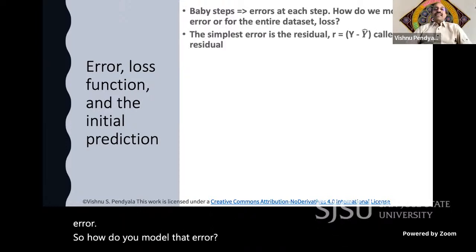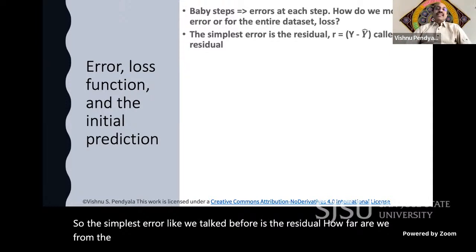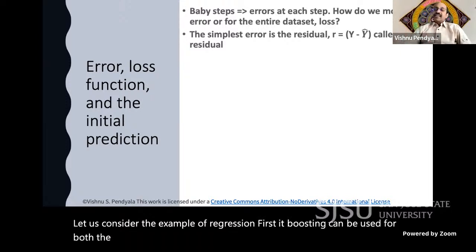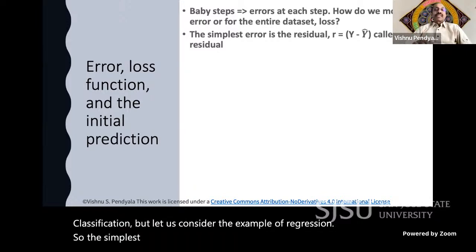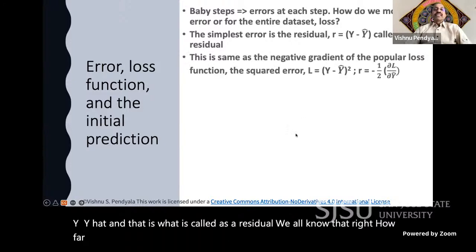So the simplest error, like we talked before, is a residual. How far are we from the target? Let us consider the example of regression first. Boosting can be used for both regression and classification, but let us consider the example of regression. So the simplest error is a residual, y minus y hat, and that is what is called a residual. We all know that, right? How far are we from the target?